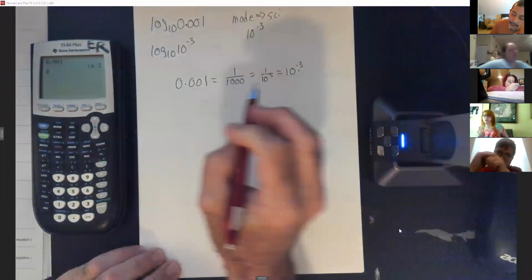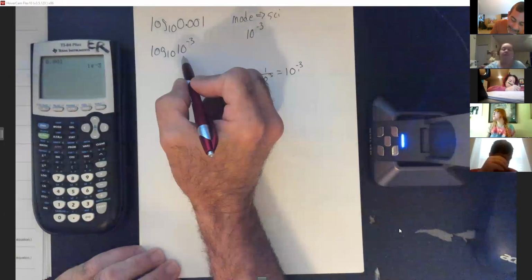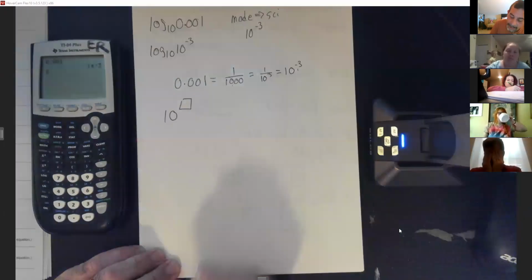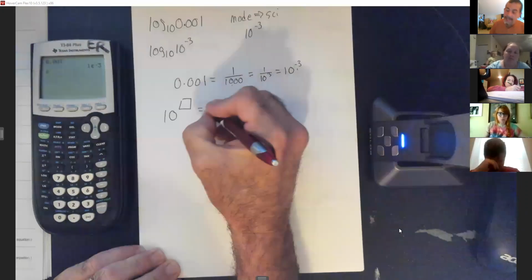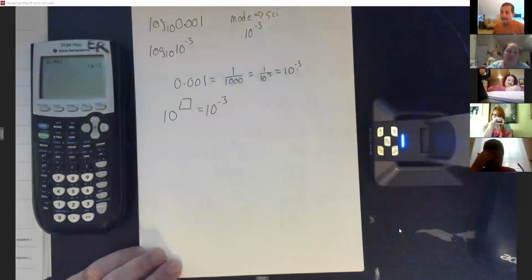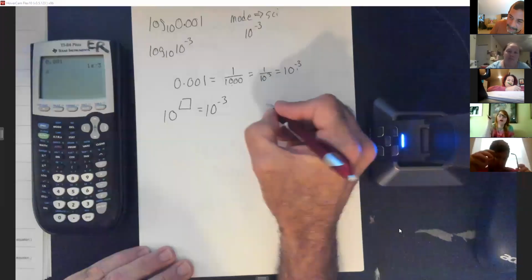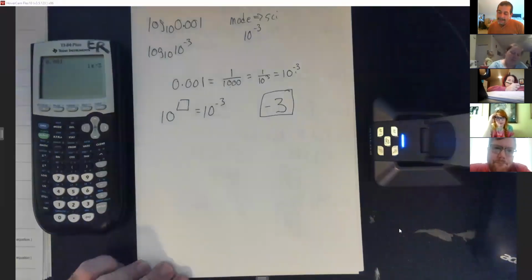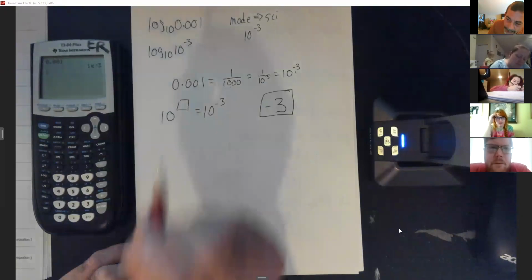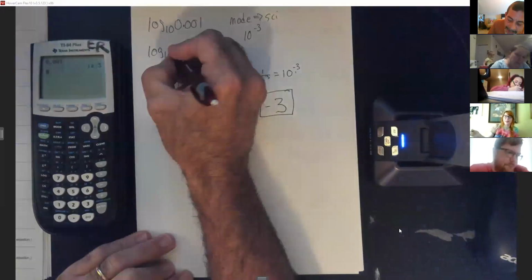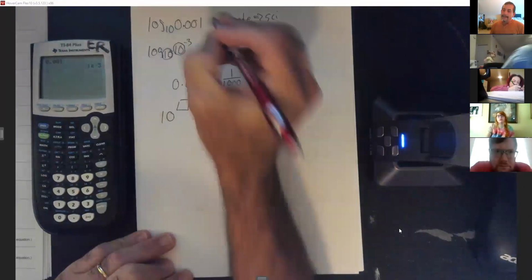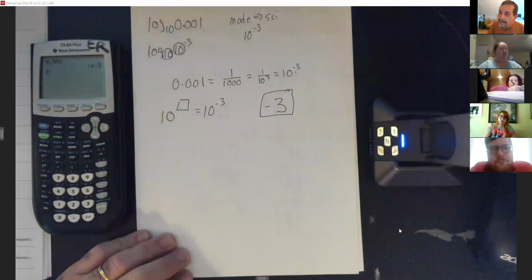So our question was, we got 10 sitting here. What exponent would we raise 10 to make it equal 10 to the negative 3? And the only answer is negative 3. So y'all watch this. When this base matches that result, the answer is always going to be that exponent.